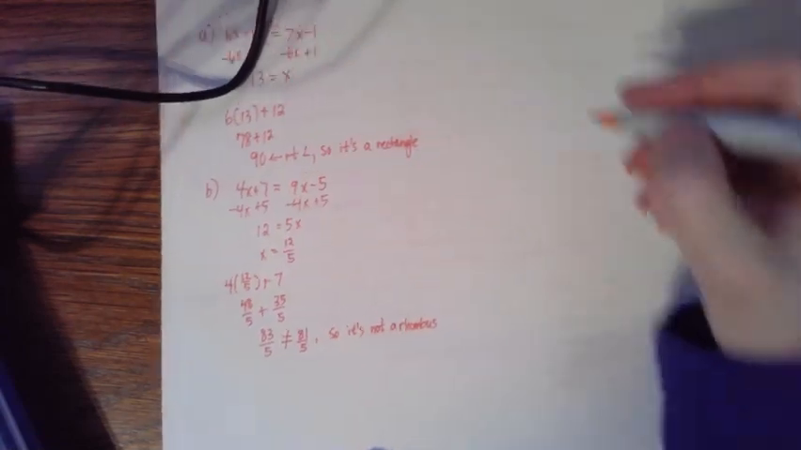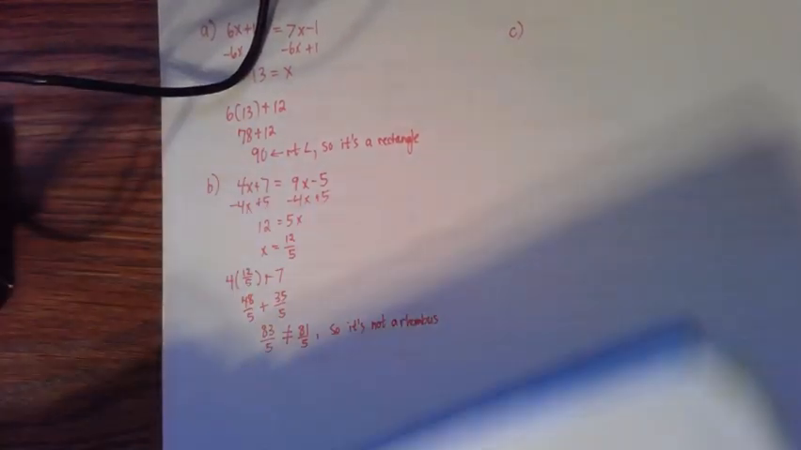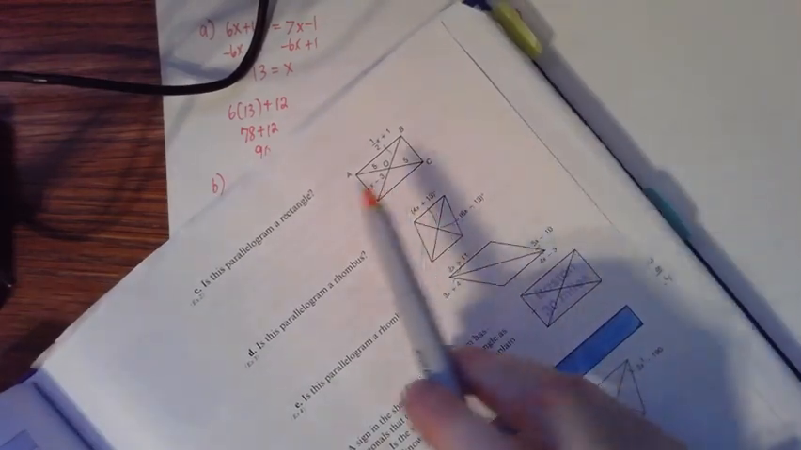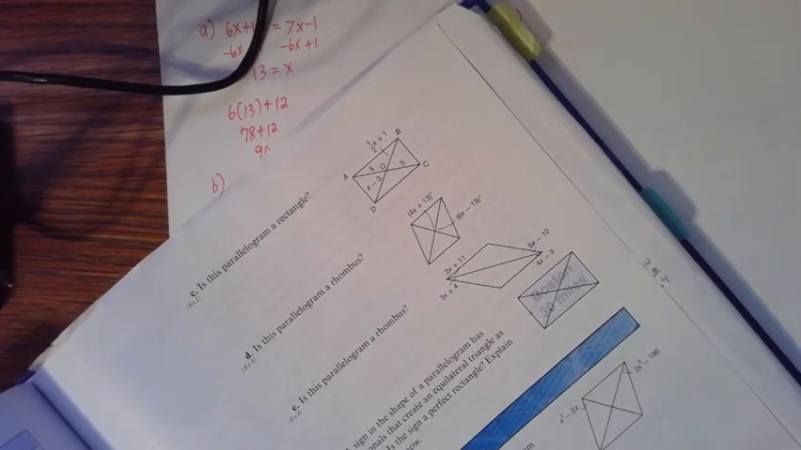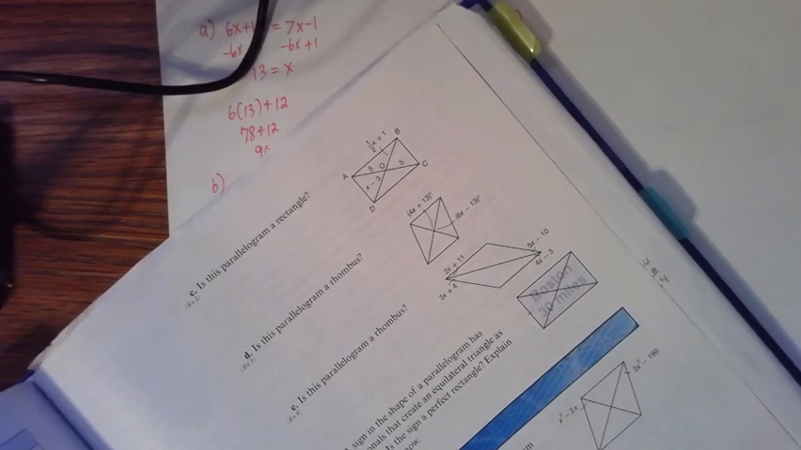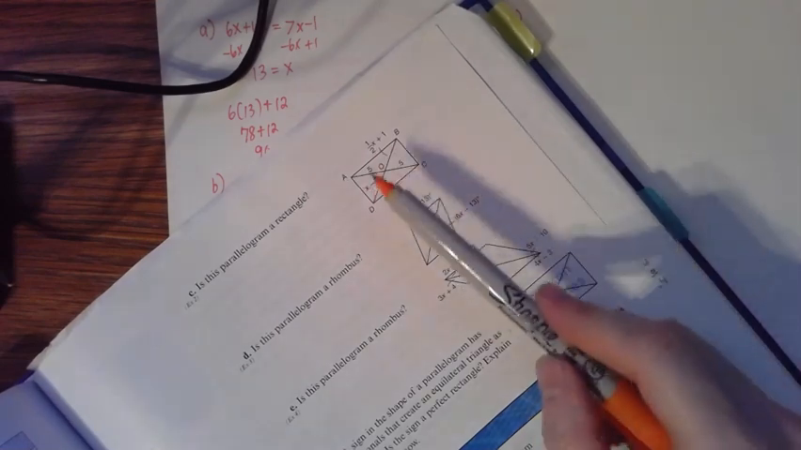Okay, let's look at C. So we're looking at this one. We want to know if this parallelogram is a rectangle. Remember, there's two ways for rectangles. We can see if we have a right angle. We can see if the diagonals are congruent to each other. Well, they've given us some lengths of segments here. They've given us nothing about angles. We're probably going to go for diagonals being congruent, right?